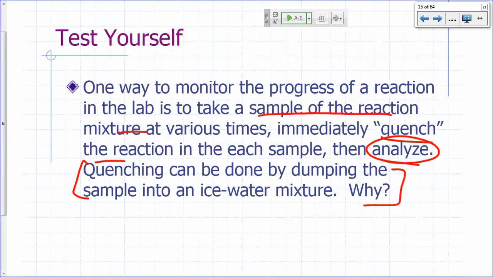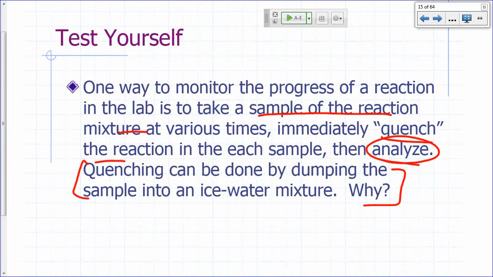Quenching, typically you do it by dumping your sample into an ice water mixture. Why do you think that quenches the reaction? So I have a reaction mixture, I take a little sample of it, I dump it into an ice water mixture. Why does that work for quenching reactions? The ice water mixture is cold, right? So you have a little sample of your reaction mixture, you're cooling it down, you slow down the reaction.